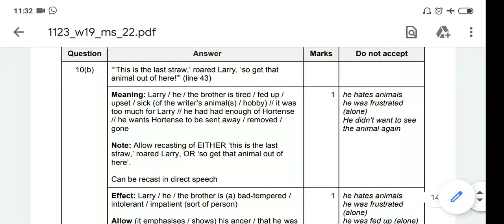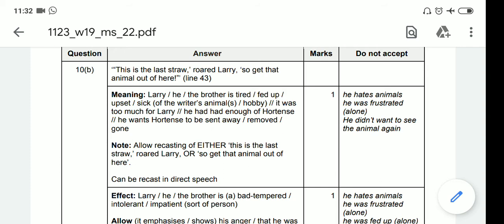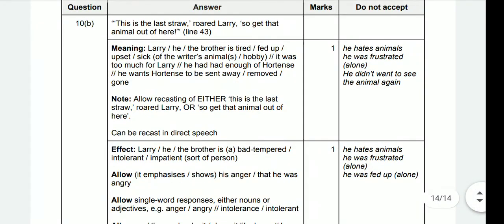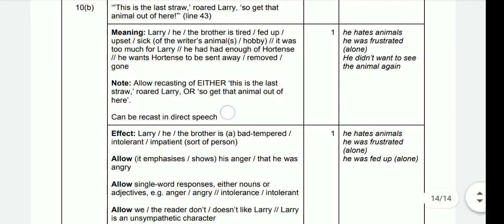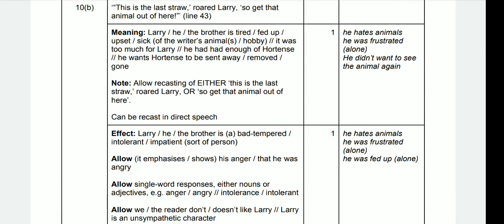The meaning is that the brother is tired, fed up, upset, sick of the writer's animal hobby. It was too much for Larry. He had had enough of Hortense. He wanted Hortense to be sent away, removed, or gone. This is the meaning of that sentence. This you will tell. This is simple. And the effect is that Larry, the brother, is a bad-tempered or intolerant, impatient sort of person. An allowed answer is that it shows his anger, that he was very angry.